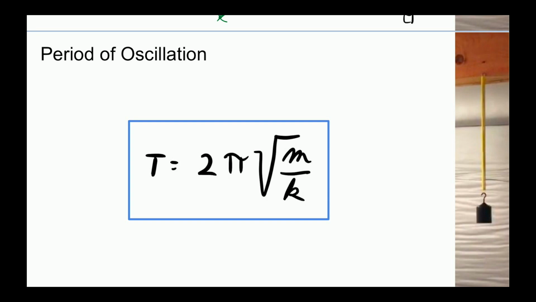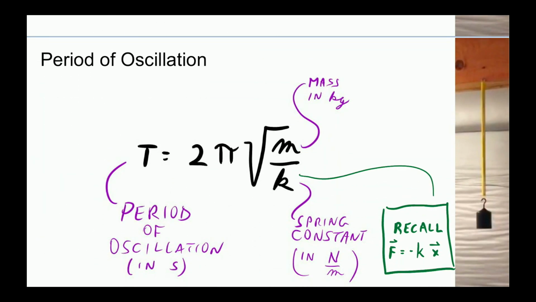If I know the spring constant K, I'll remind you that K is the K that you see in the spring equation, right? F equals Kx, or in vector form, F equals Kx with the arrows. You need the minus sign if you're going to do it in vector form. That's the spring constant. If you know the spring constant and you know the mass, you can predict the period.